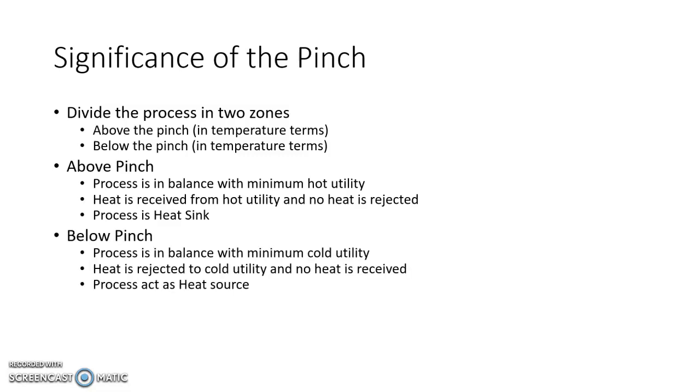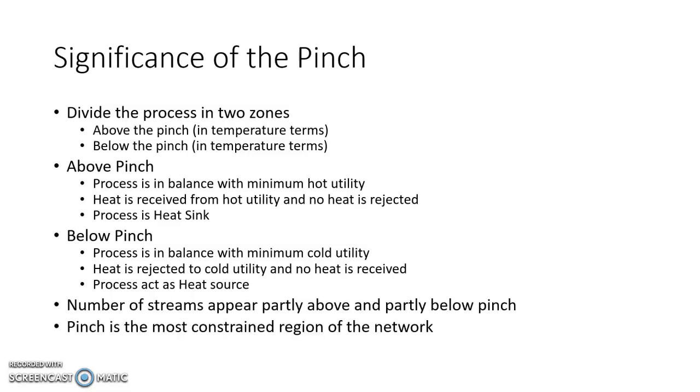The below pinch region is completely the extreme of the above pinch region, where the process is in balance with the cold utility. It means it rejects the heat which is in excess in that particular region of the process, and it is in balance with that. So here the process acts as a heat source. Above pinch, the process is a heat sink, it receives energy. Below pinch, the process is a heat source and it gives away energy. And this decides which kind of utility is to be supplied where. Naturally, hot utility is to be supplied above pinch, and cold utility is to be supplied below pinch.